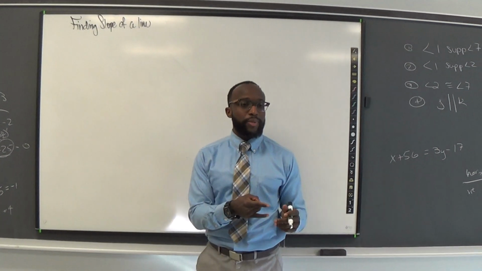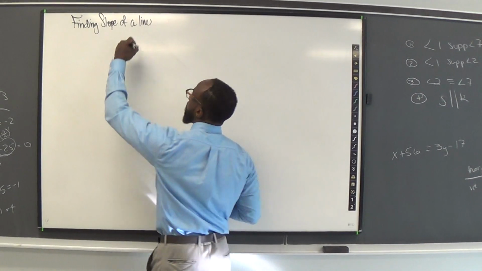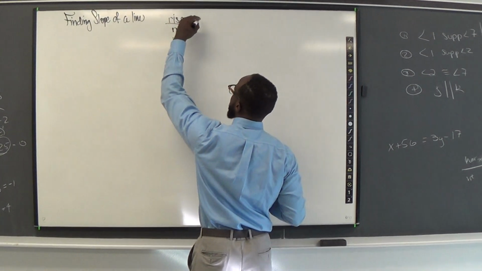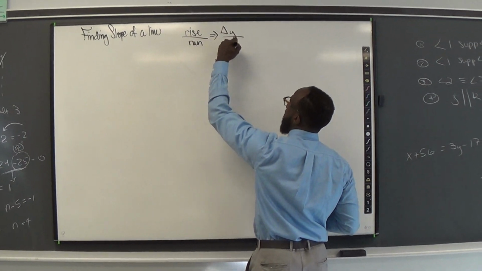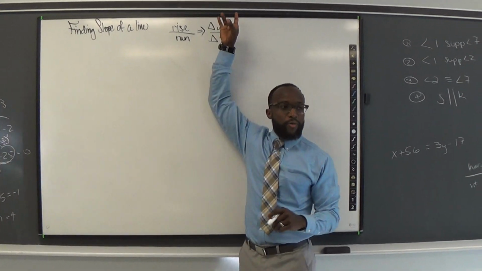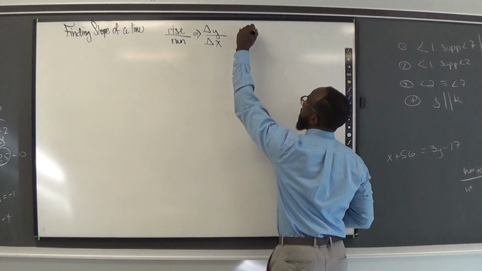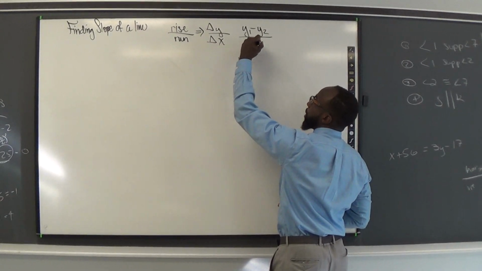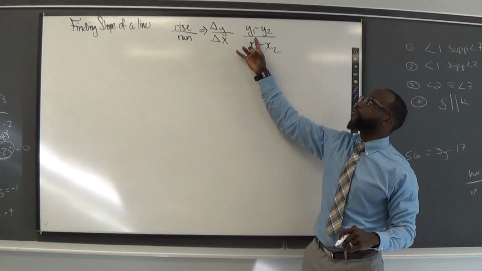Y equals mx plus b is an equation for a line, but rise over run represents the slope. The slope is the rise over the run, right? And I always say the change in the y over the change in the x. That's what Jonna just said to us. She said y1 minus y2, that's the change in the y, over x1 minus x2. This is known as the slope formula.